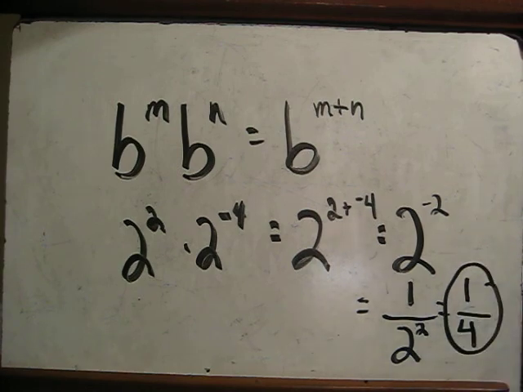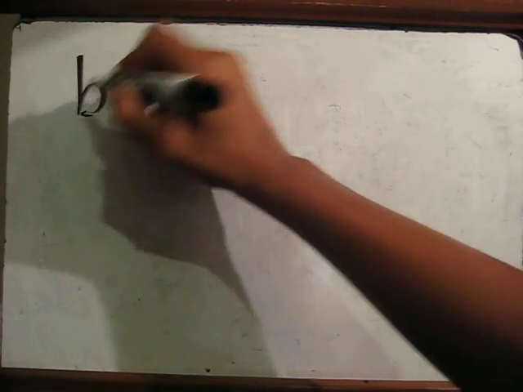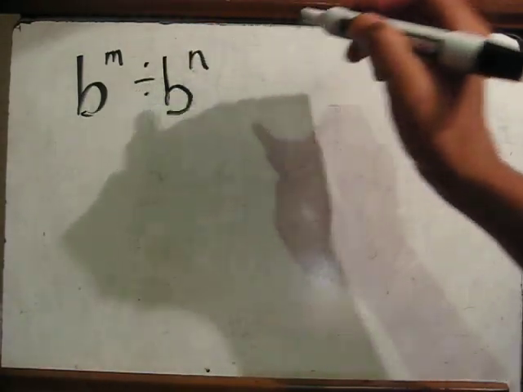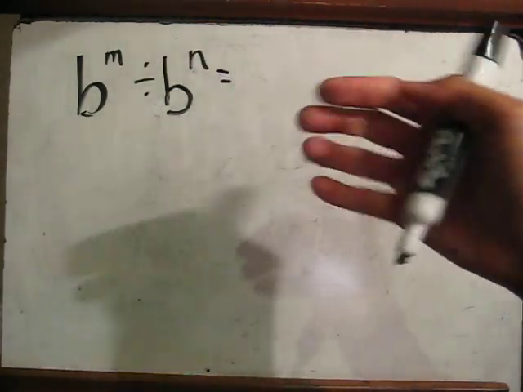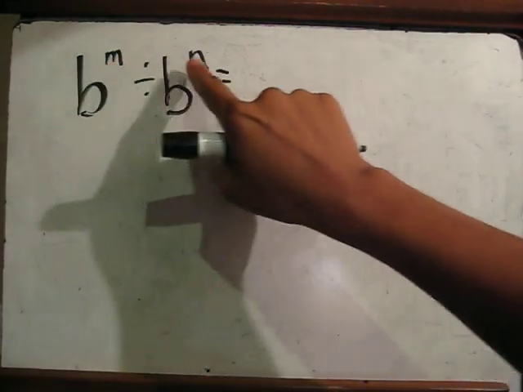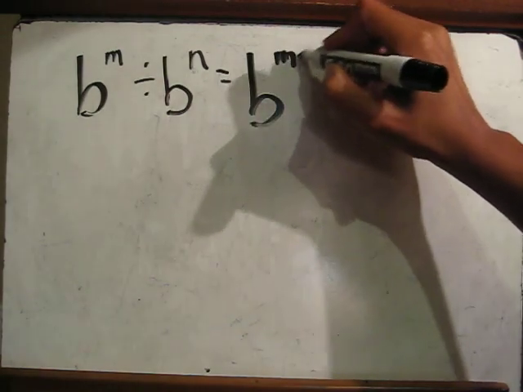So our answer in this case is 1/4. Okay, let's move on. In that example we were multiplying, but what about in this case? What if we want to divide? So what if we have b to the m power divided by b to the n power? When we multiplied, we added the exponents, but now we're dividing. What do you think we do? That's right, we subtract.